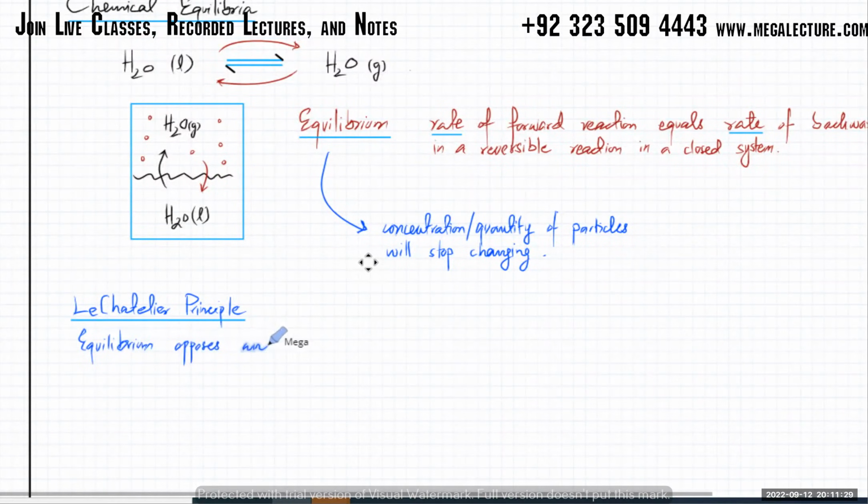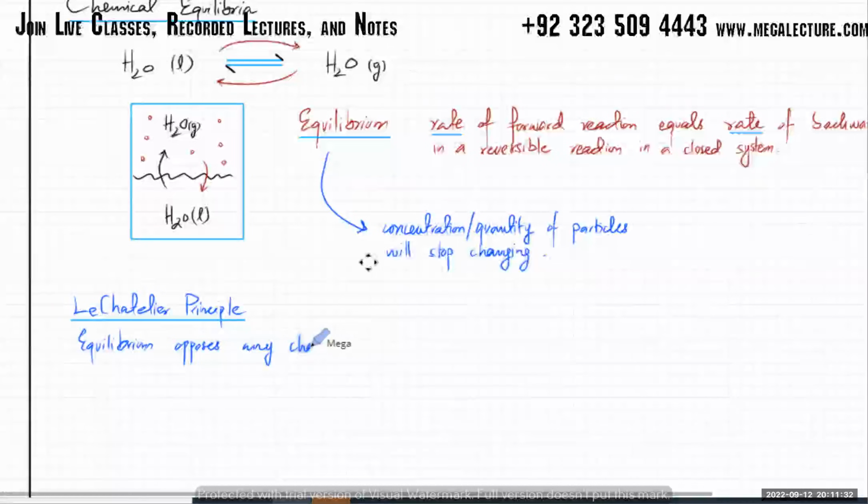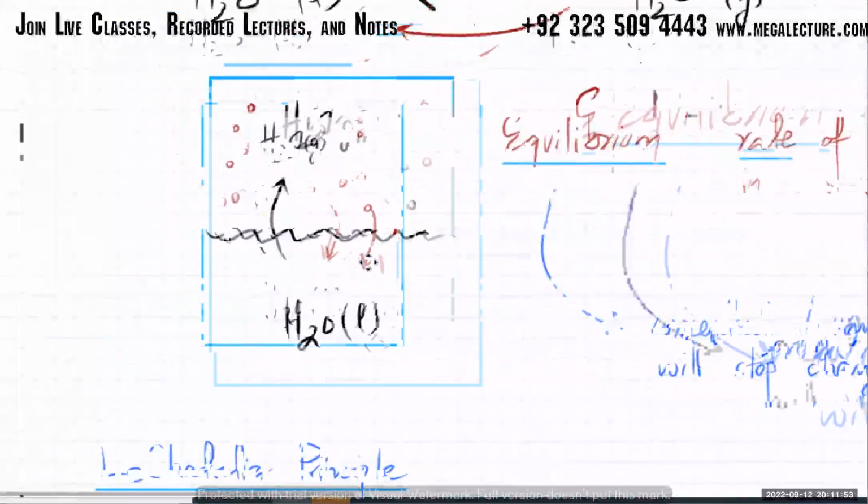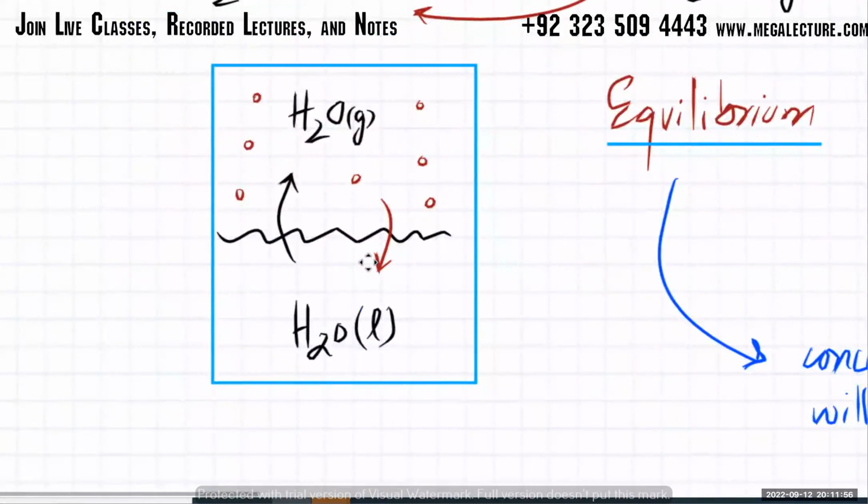So it opposes any change that's introduced to the system. What does that mean? It means कि अगर मैं temperature increase करता हूँ, which reaction will be favored? Evaporation or condensation? क्या होगा इस केस में if I increase temperature, if I start heating it up?